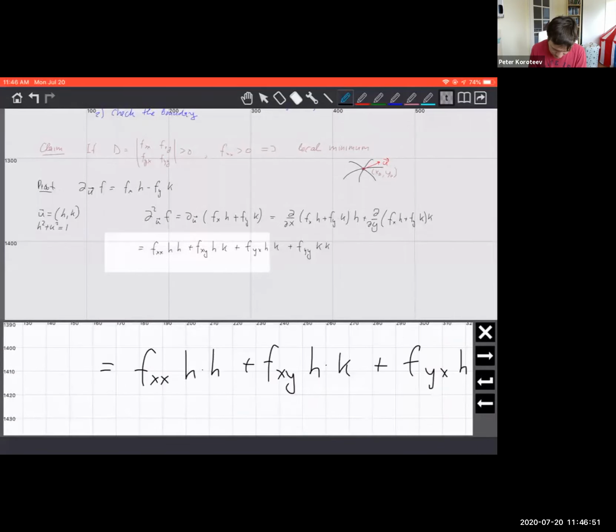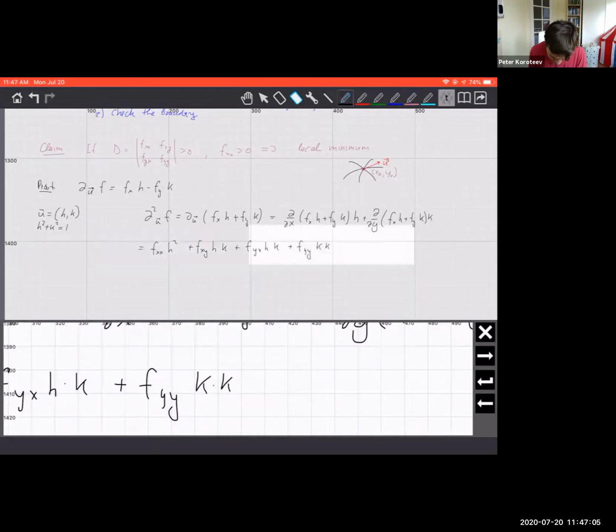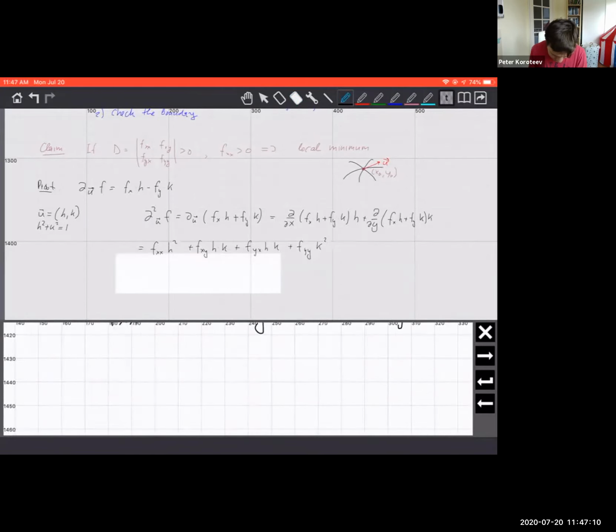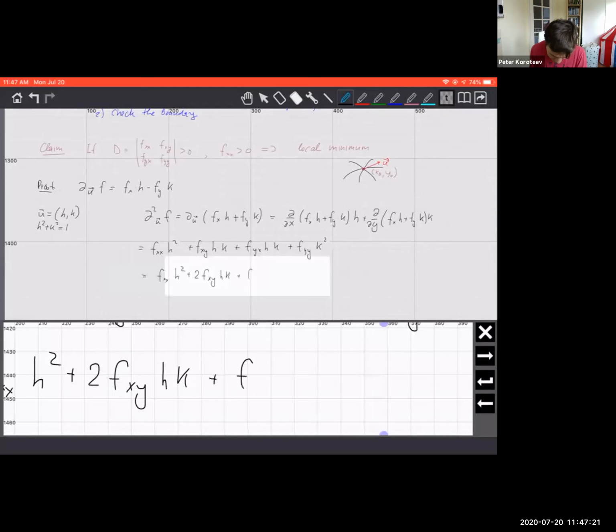So then, as we discussed, I'm sorry, it's not dot. These are the components, right? So this is just h squared. I should probably write it h squared, and then this is k squared. So that equals fxx h squared plus 2 fxy hk plus fyy k squared.